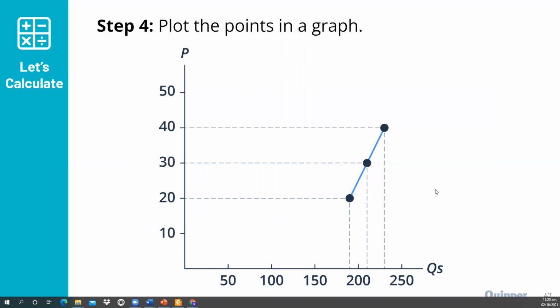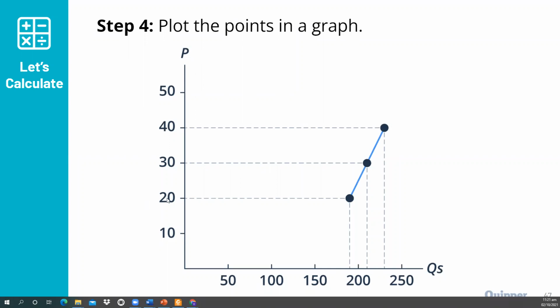Okay, so if we're going to plot the points in the graph and then connect them, we'll see here the slope is upward, right? Okay, so let's read the graph. This is the price again and the quantity supplied.